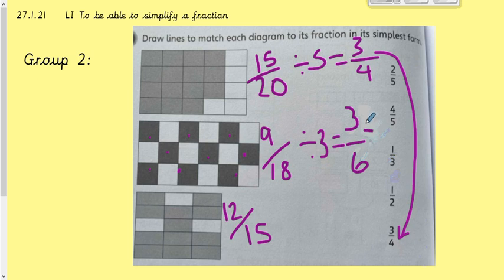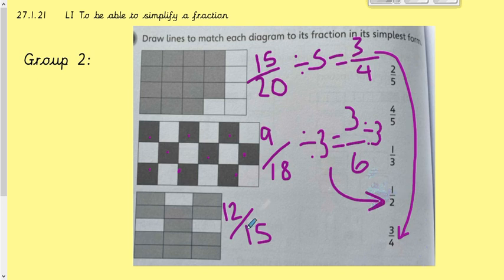So we could divide it now, not by 2 because 3 is an odd number. We could divide by 3 because 3 and 6 are both in the 3 times table. Now, if you divide by 3, your numerator would become 1 and your denominator would become 2. So it should be equivalent to a half, and voila, there it is.